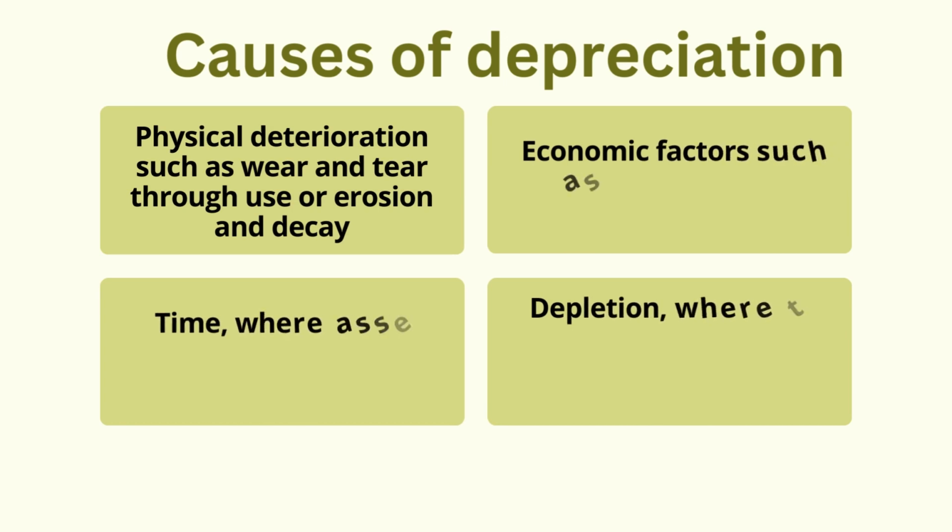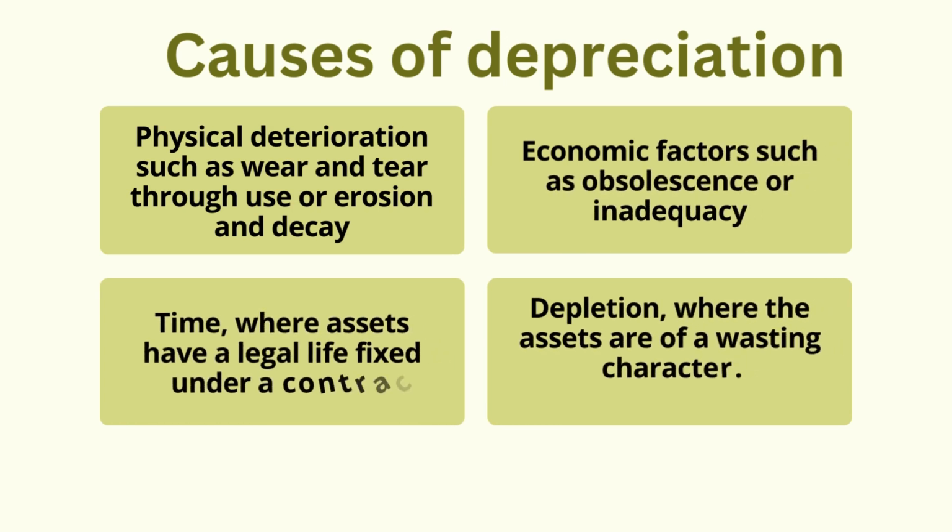Next is causes of depreciation, or we call it factors of depreciation. First, this is because of physical deterioration such as wear and tear through use, or erosion and decay. Next, the second one is economic factors such as obsolescence or inadequacy. Third, time, where assets have a legal life fixed under a contract. And lastly is depletion, where the assets are of a wasting character.